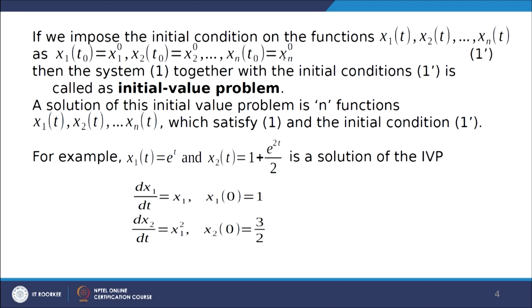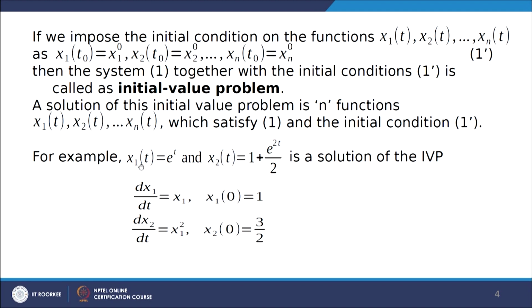So, if we are given these conditions together with the system 1, then the system 1 is called an initial value problem. A solution of this initial value problem is n functions x1(t), x2(t), ..., xn(t) which satisfy the system 1 and the initial conditions given by 1 dash.